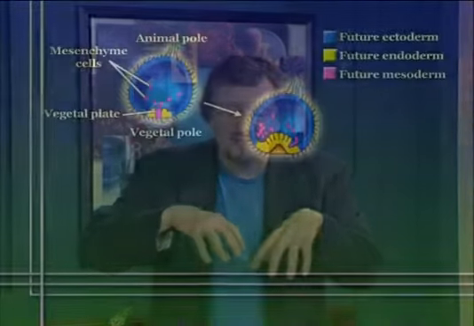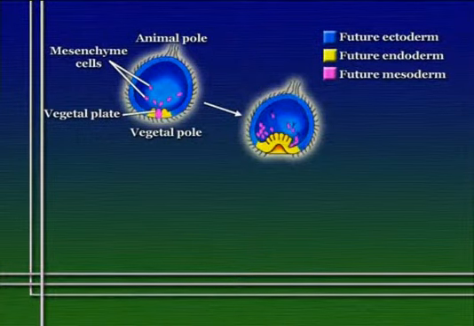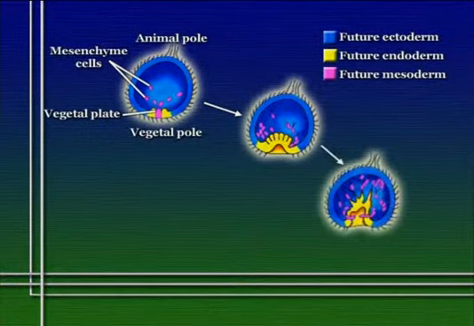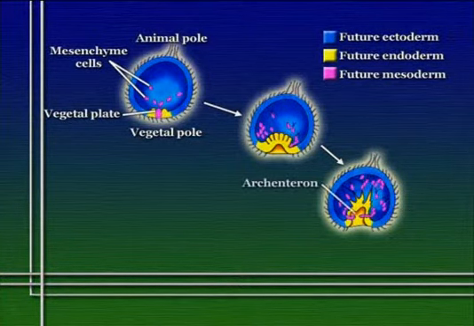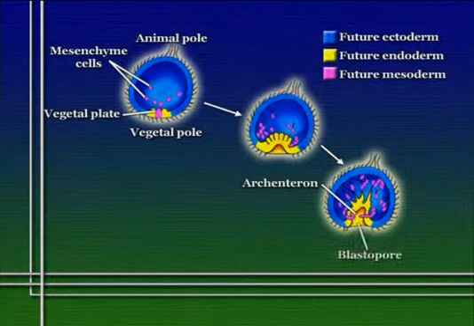This inwards extending sheet of cells from the vegetal plate continues to press inward, forming a deep pouch inside the ball. This deep pouch is connected to the outside by a small hole, a hole where those cells first started pushing in. The inward extension technically is called the archenteron. Basically, that means the primitive gut. And the hole connecting it to the outside is called the blastopore.